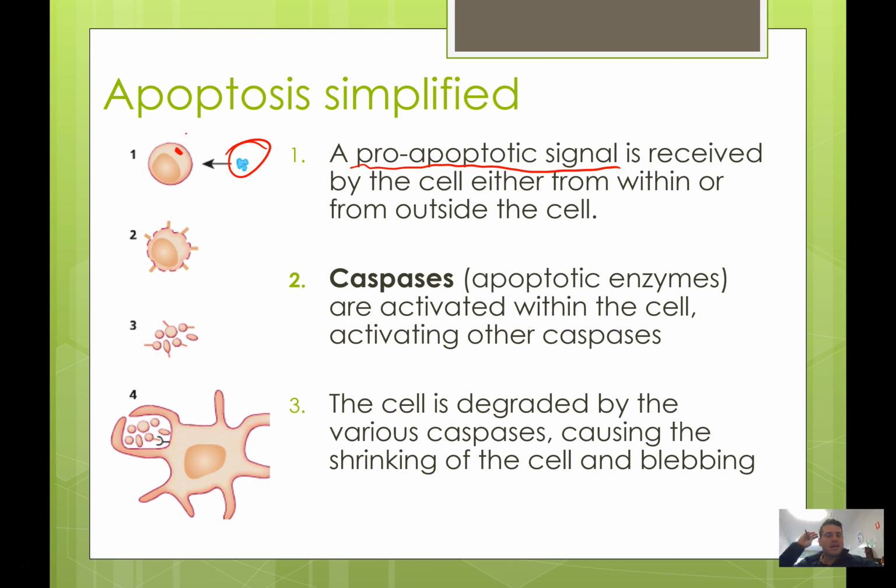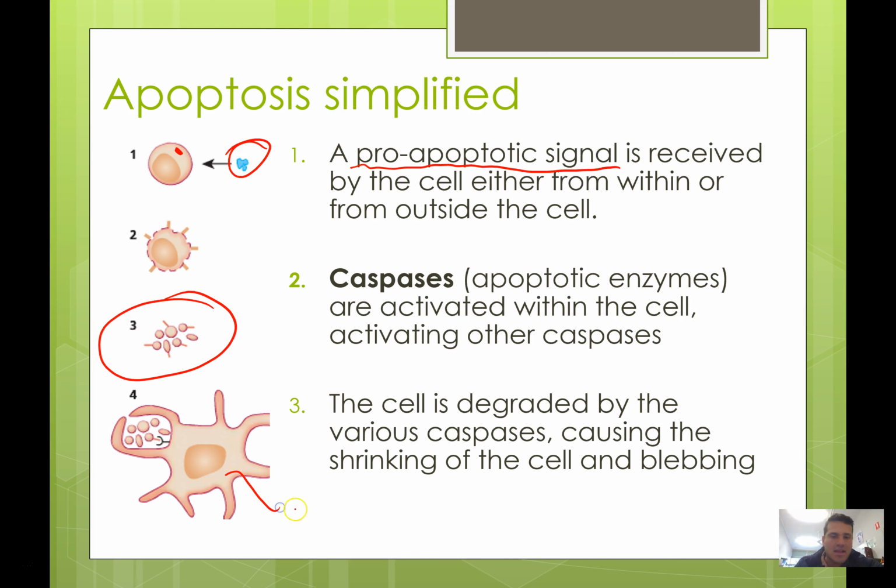from mitochondria. Different caspases, which are called the apoptotic enzymes, are activated within the cell, and this actually activates other caspases. So it goes through a cascade process like this, right? And then finally, these caspases activate apoptosis, and so the cell is degraded by these various caspases, causing the shrinking of the cell and the blebbing that we just talked about. And then finally, this is a blebbed up, shrunken cell.